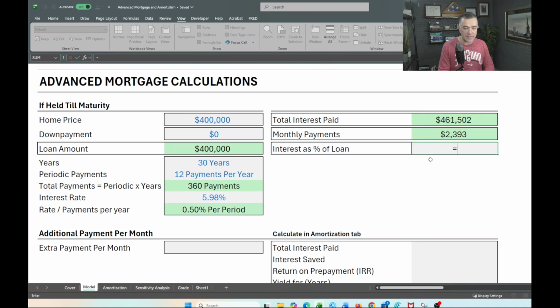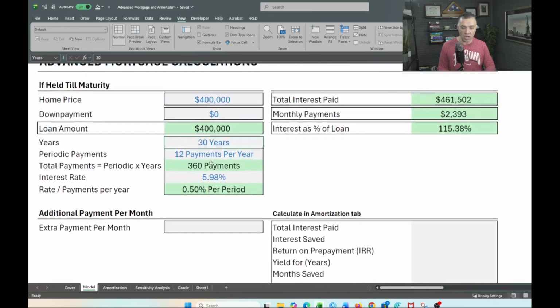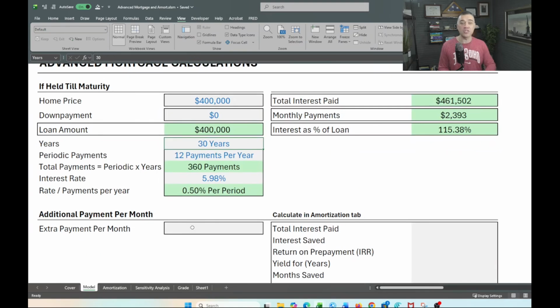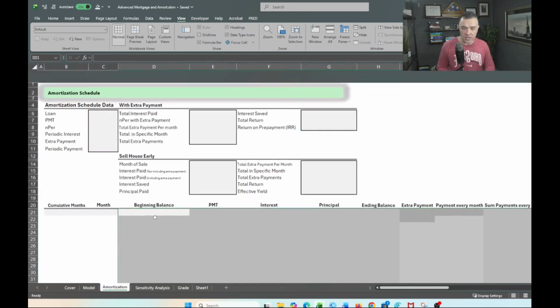Next, I want to show the percent of total interest based on the actual loan. If you notice, we're paying $461,000 of interest, and our loan is only $400,000. So we want to know what that percentage is. On this loan, we're paying 115% interest. That's a lot of money. Two assumptions I'm making: we're holding to maturity, 30 years, and we're paying the minimum payment. We will do other calculations to figure out what happens if you pay it off sooner. Let's go to the amortization.